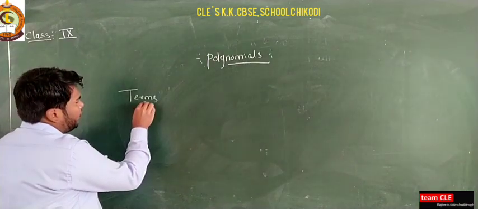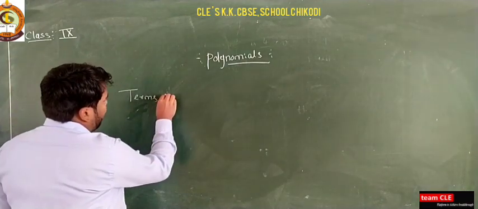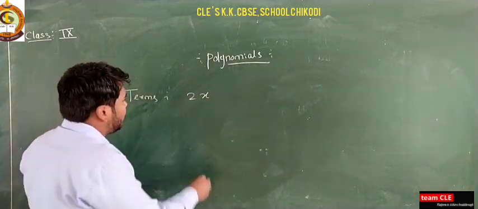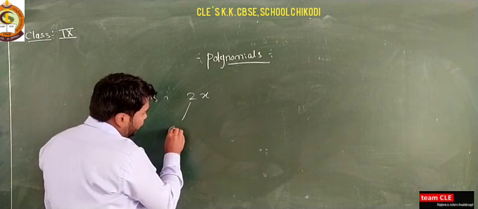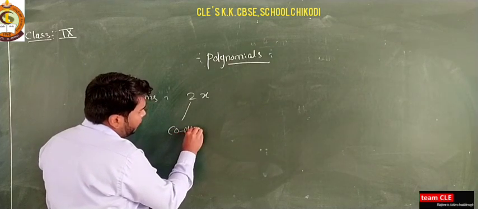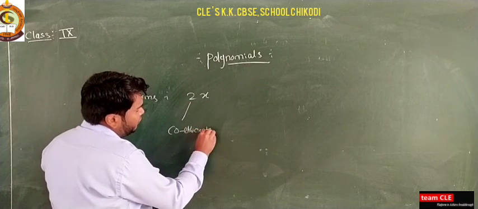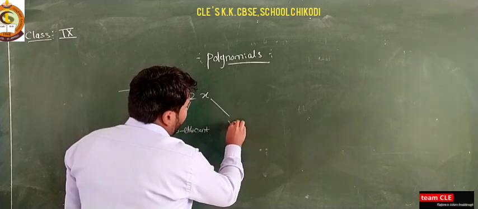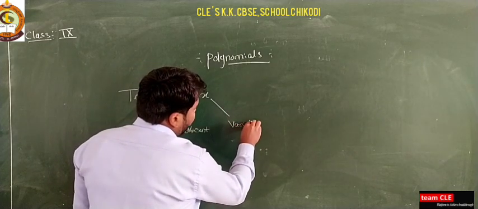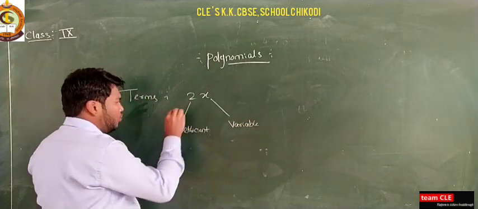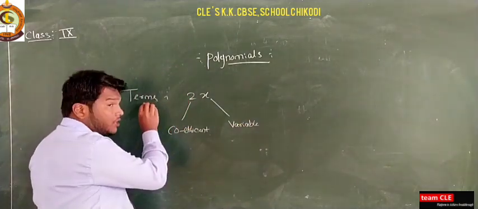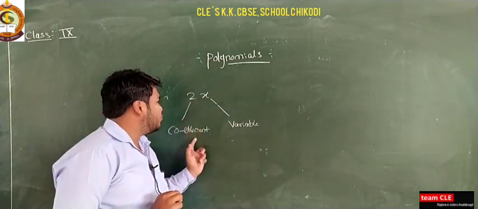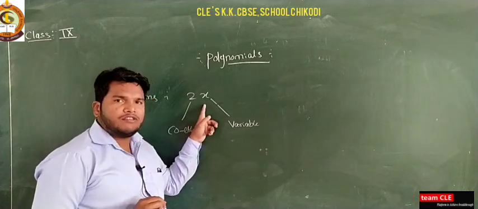In terms, if I take an example, I choose the example 2x. Here 2 is called the coefficient. Term is also an algebraic expression. 2 is called a coefficient and x is called a variable. What do you mean by the term? The expression I had chosen is 2x. In that, 2 is the coefficient, x is the variable, and 2x is also an algebraic expression.